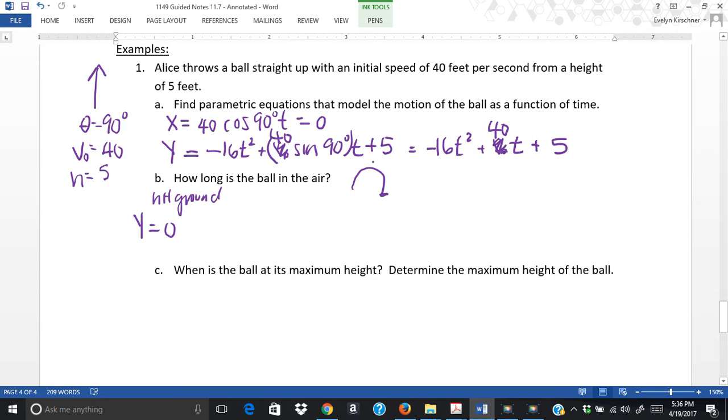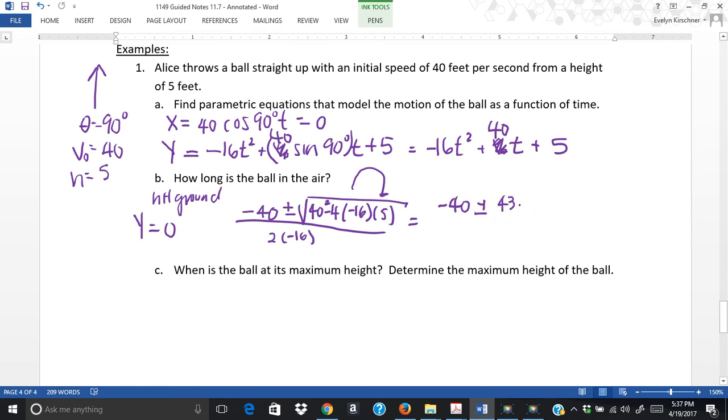So this equation lends itself to using the quadratic formula. So I have negative b, negative 40, plus or minus the square root of b squared minus 4 times a times c all over 2 times a. And that's going to equal negative 40 plus or minus, if I add this up and find the square root, it's approximately 43.8 all over negative 32.